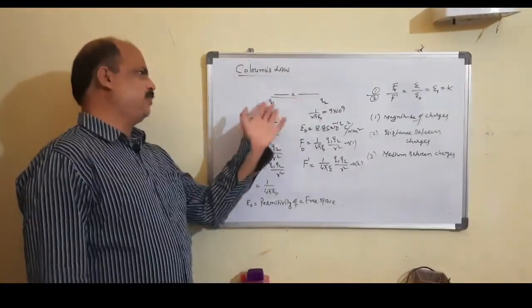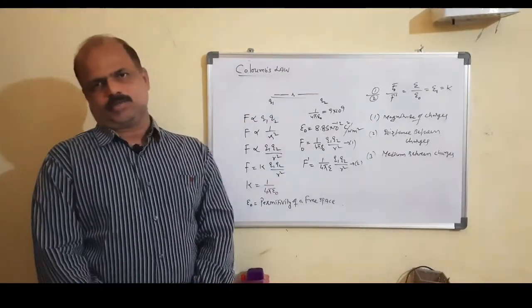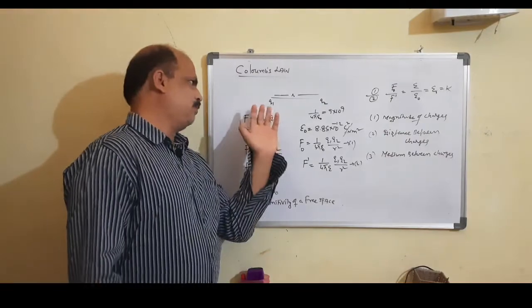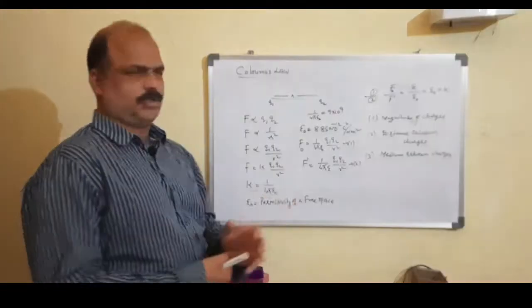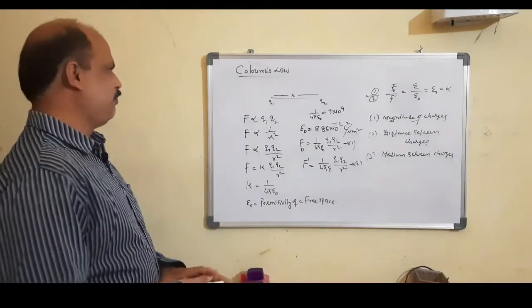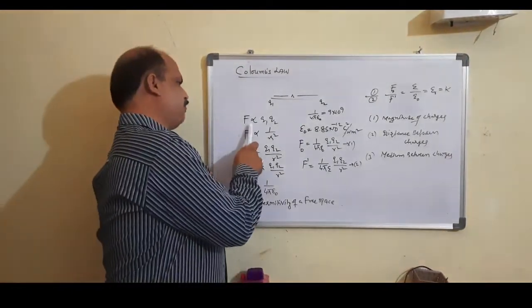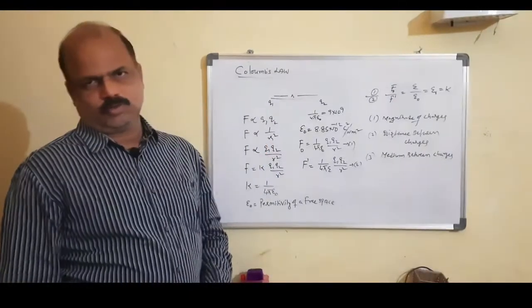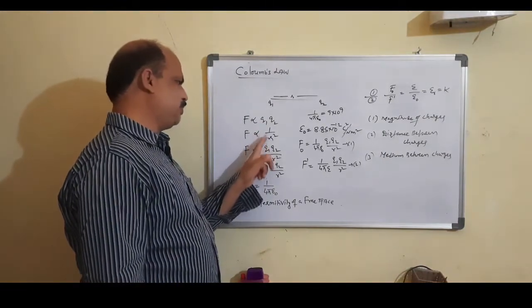For example, if these two charges are positive, then there is a force of repulsion. If one is positive and another is negative, then there exists a force of attraction between the two charges. What type of force is that? Electrostatic force. That electrostatic force is directly proportional to the product of the two charges, and inversely proportional to the square of the distance between the two charges.